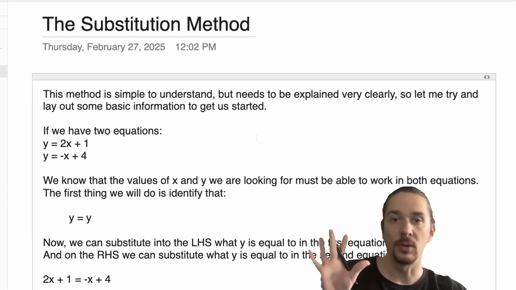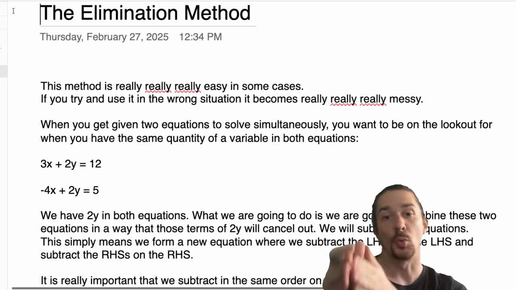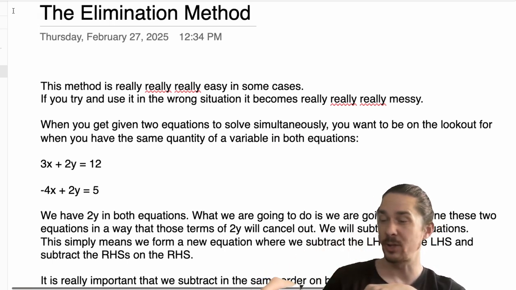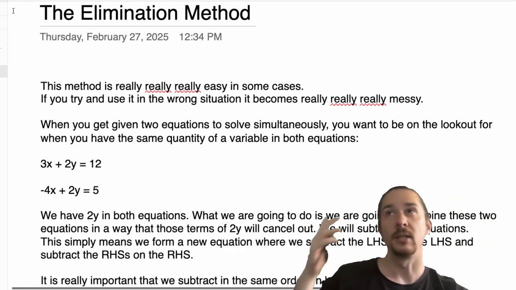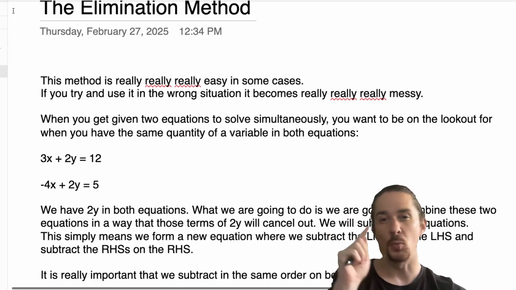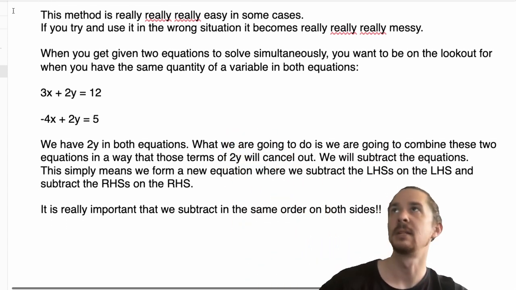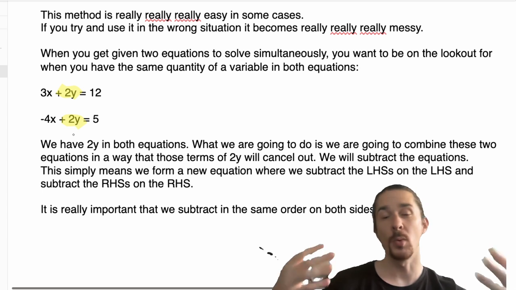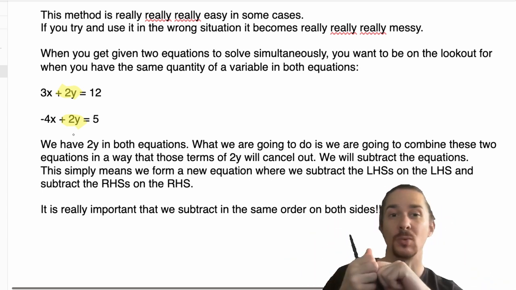Now, I want to talk about the next one, which is the elimination method. This method is really, really, really easy in some cases. If you try and use it in the wrong situation, it becomes really, really, really messy. When you get given two equations to solve simultaneously, you want to be on the lookout for when you have the same quantity of a variable in both equations. So I've given this example here, and I just want to highlight that we have this 2y in both of those equations. So what we're going to do is combine these two equations in such a way that those two y's will cancel out.